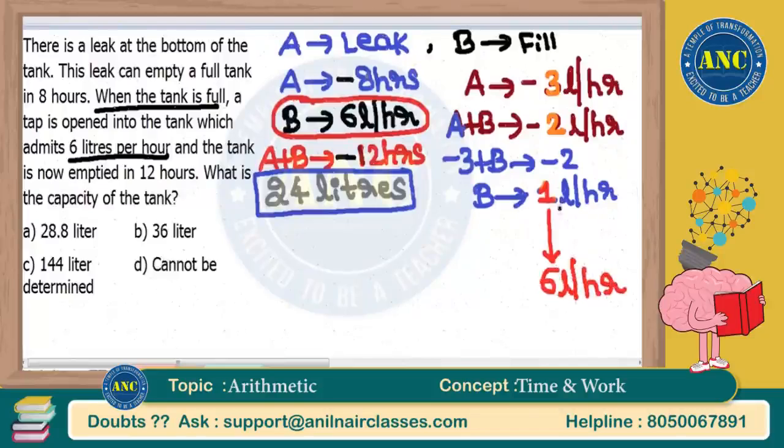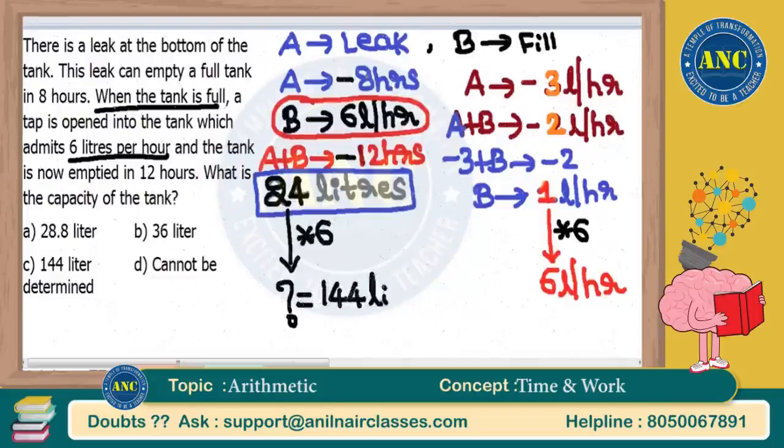1 is becoming 6. Multiply by 6. Similarly, according to my assumption, the capacity of the tank is 24 liters. According to the question, how much are they asking? 24 also multiplied by 6. 24 into 6, the answer for this question is 144 liters. Very, very good question to work out in time and work topic. Nowhere are we using any fractions or variables. One of the classical ways of solving the question. Answer is 144 liters.